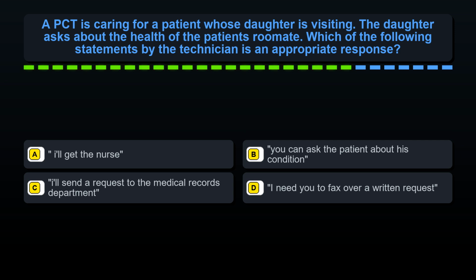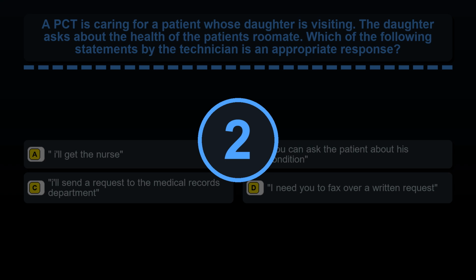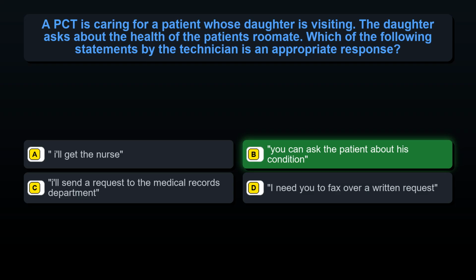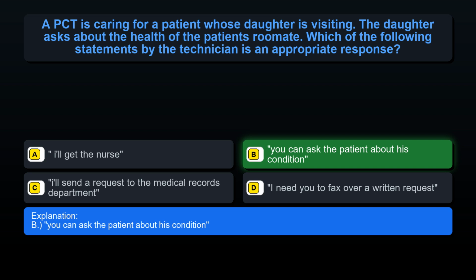Question 14. A PCT is caring for a patient whose daughter is visiting. The daughter asks about the health of the patient's roommate. Which of the following statements by the technician is an appropriate response? Option A, I'll get the nurse. Option B, you can ask the patient about his condition. Option C, I'll send a request to the medical records department. Option D, I need you to fax over a written request. The correct answer is option B, you can ask the patient about his condition.